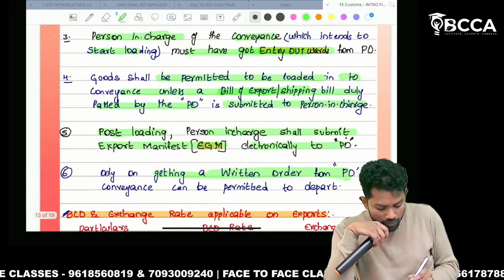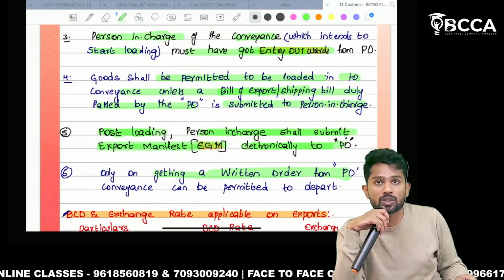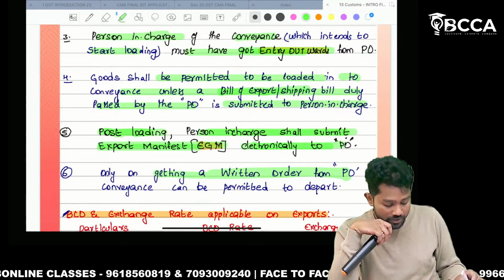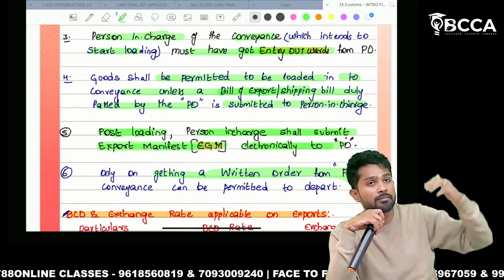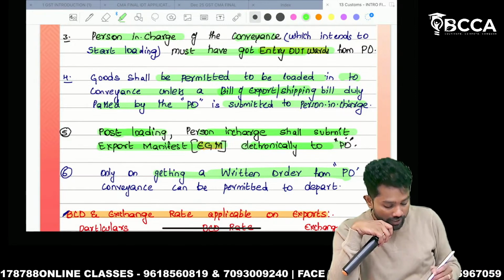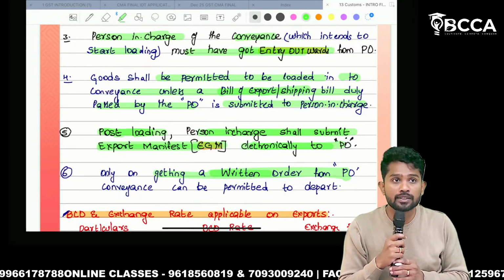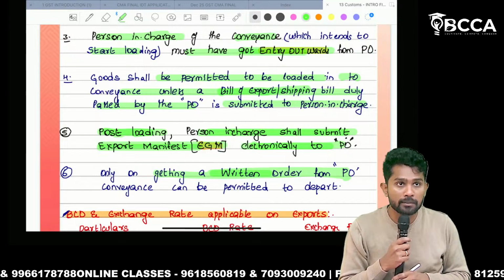Then post loading, the person in charge shall submit the export manifest electronically to the proper officer. Once this EGM is provided, the customs office will verify and grant him a written order. Only with this written order is the ship allowed or permitted to leave.